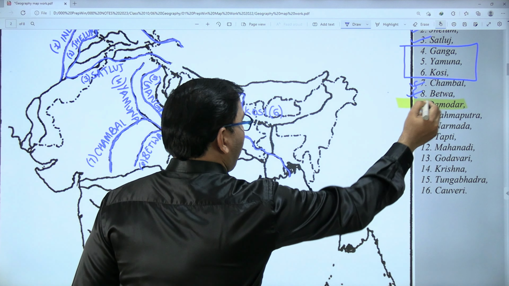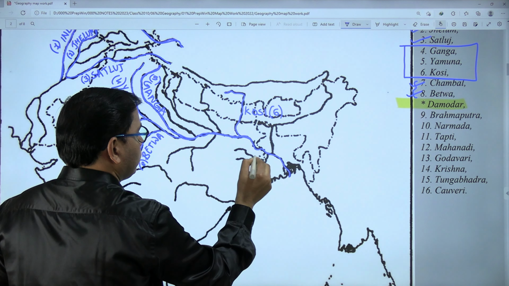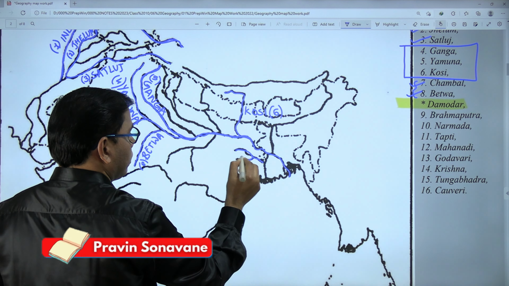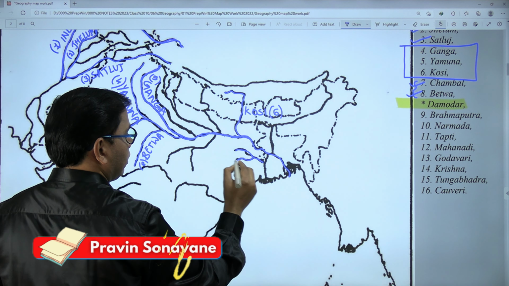Damodar River, it is not in the syllabus, but we are going to see this. Okay, this one, Damodar River. This is Damodar River. Let me write only D. R means Damodar River. Now comes the Brahmaputra River.